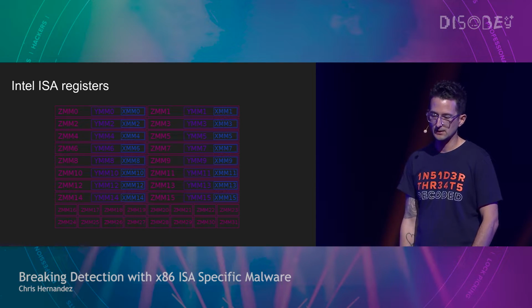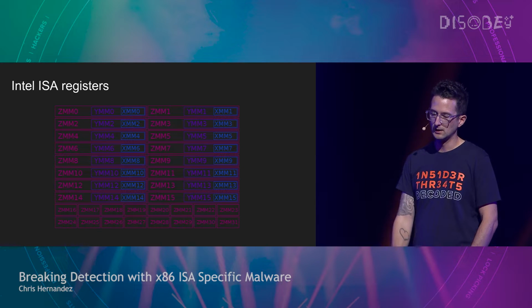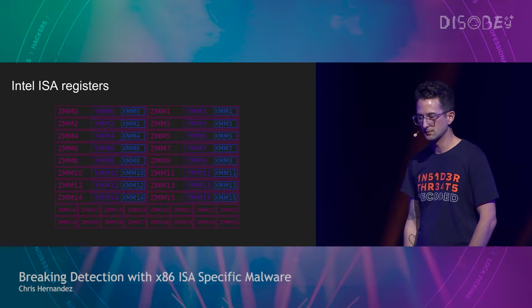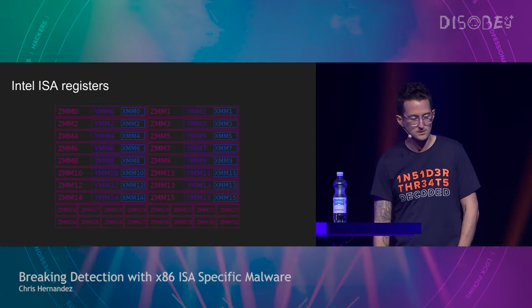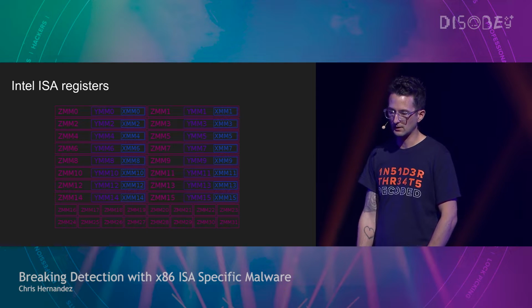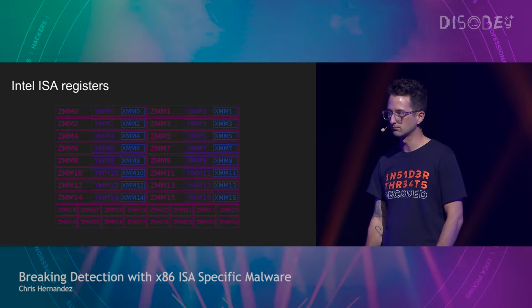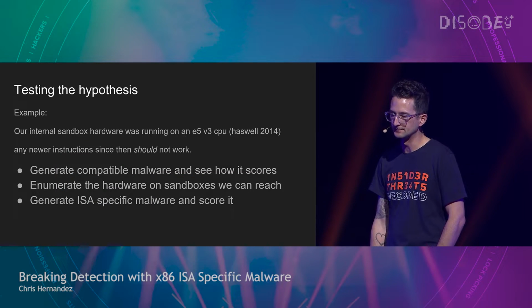So on the right-hand side, the blue column are the 128-bit registers. Purple column is 256-bit registers. And the final pink column is the 512-bit registers. So there's actually a lot of registers that have been added. And as somebody who hasn't done a lot of assembly programming, that was pretty interesting to me.